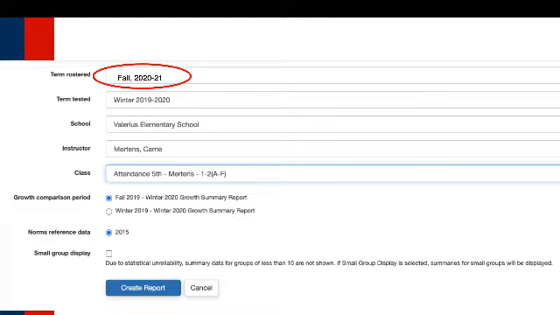Select your school, your instructor. If you're an elementary teacher, again, all of these classes are the same. If you're a secondary teacher, you can actually look at this period by period for what you teach. And then there are a couple of different ways that you can compare it.